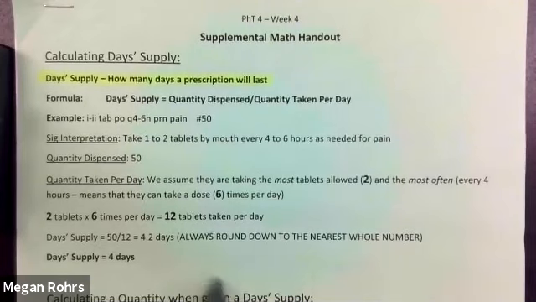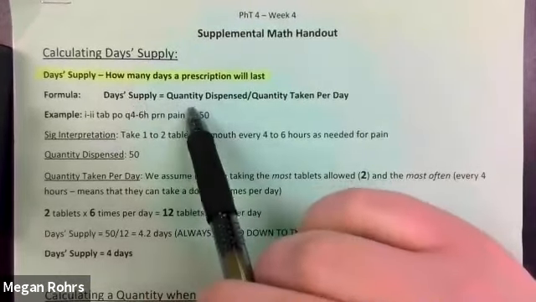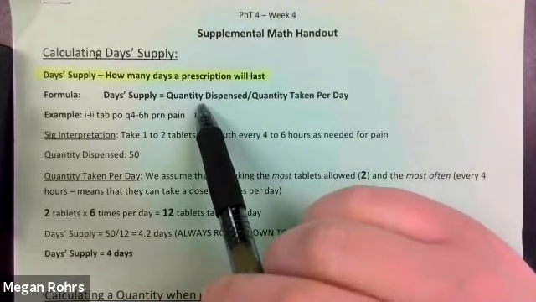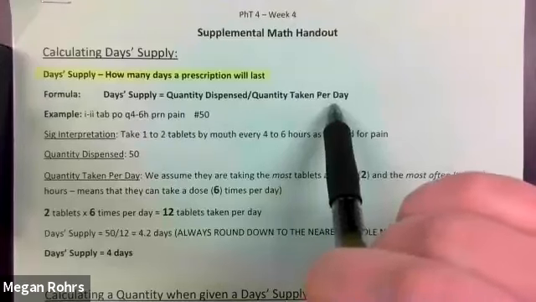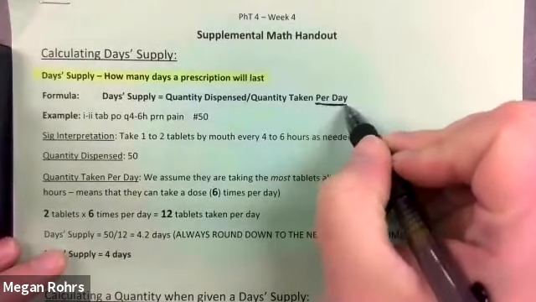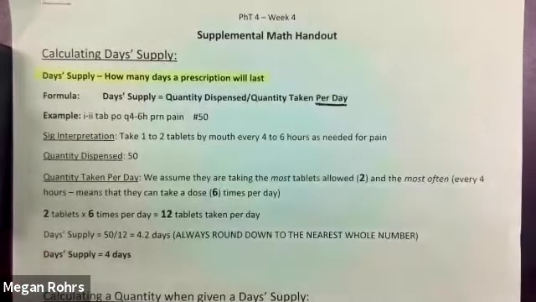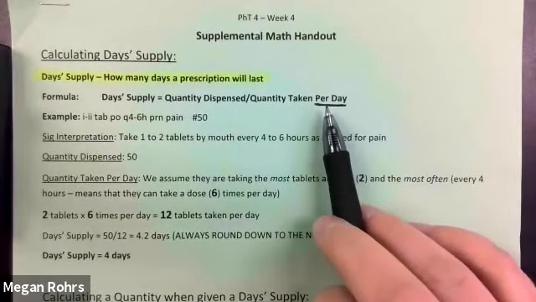So the formula for calculating day supply, we're always going to take the quantity that's being dispensed and we're going to divide that by the quantity taken per day. Now, per day is very important because some drugs you take multiple times a day. So we're going to look at the total quantity per day.